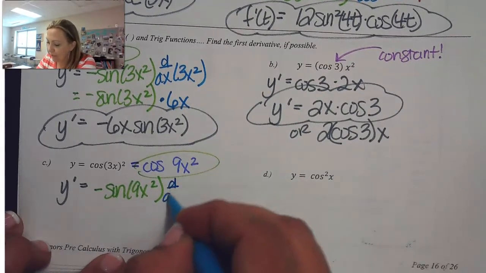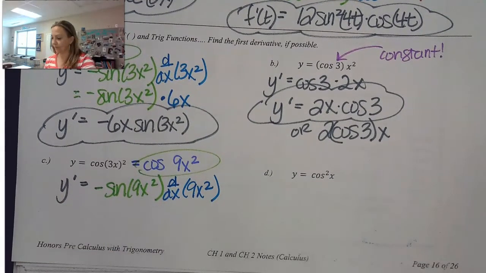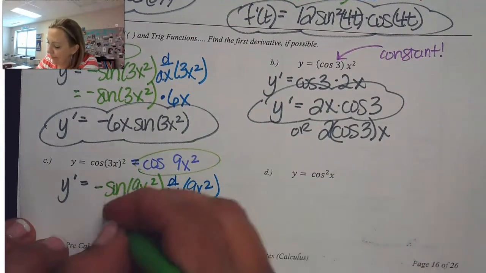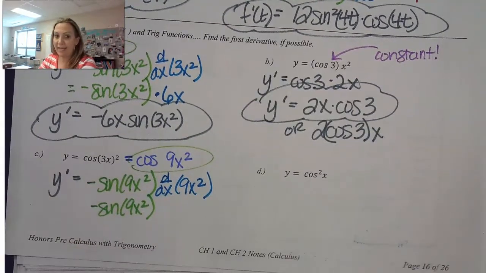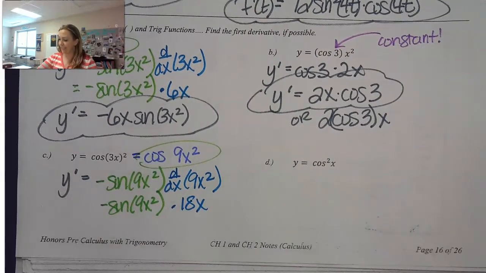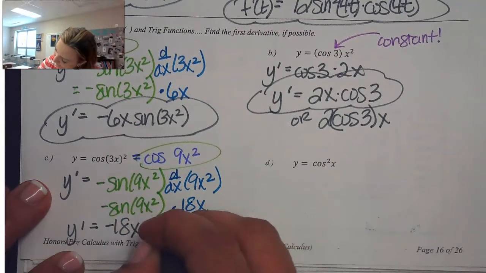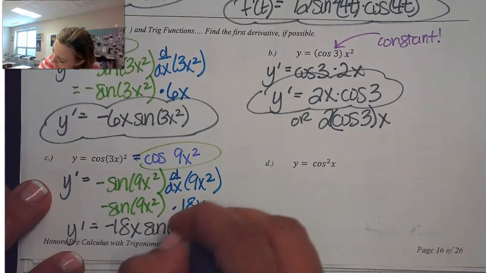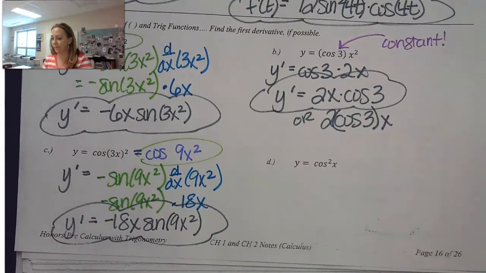But now I want to take the derivative of that 9x squared. So I have the opposite of the sine of 9x squared, and I know that the derivative of 9x squared is 18x. And now it looks like I've gotten everything taken care of that I need. So my y prime is going to be negative 18x times the sine of 9x squared. Okay.